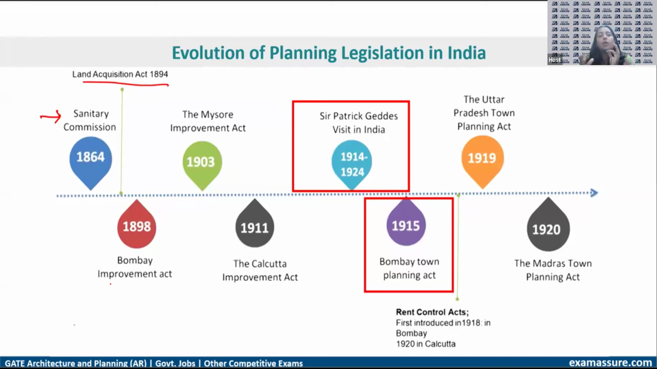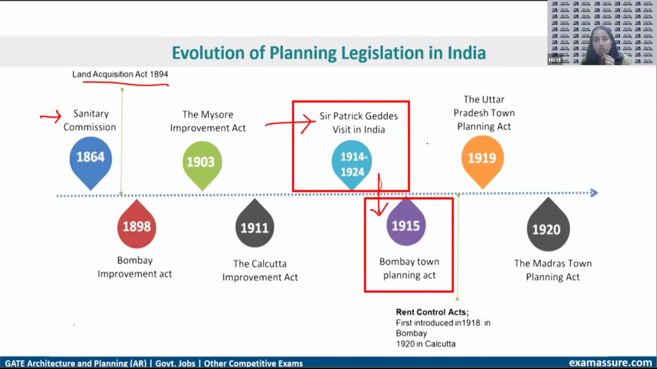Now, this had happened because of the plagues, the outbreak of plagues that took place. Most important from our perspective is the visit of Sir Patrick Geddes in India, which led to the formation of the Bombay Town Planning Act in 1915. So, if you see, the Bombay Town Planning Act of 1915 is the first legislation, first act, or first bylaw for town planning schemes in India.